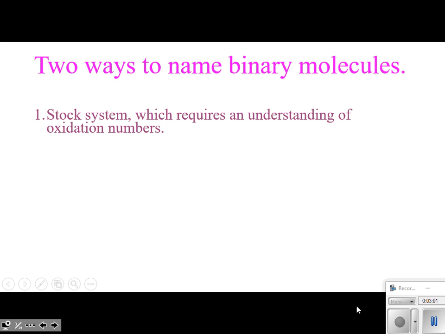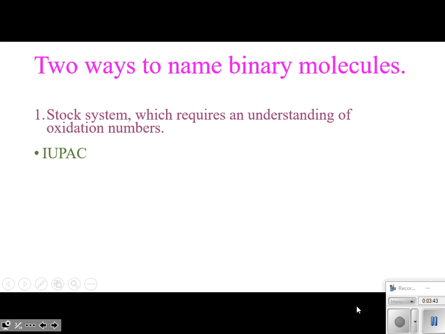The first way is a stock system, which requires the understanding of oxidation numbers. We've dealt a little bit with oxidation numbers. We've dealt a little bit about stock system. That's somewhat similar to what we were doing with the Roman numerals behind the multivalent metals. Okay, it'll be somewhat similar. That is, the stock system is what we call the IUPAC way to name things.